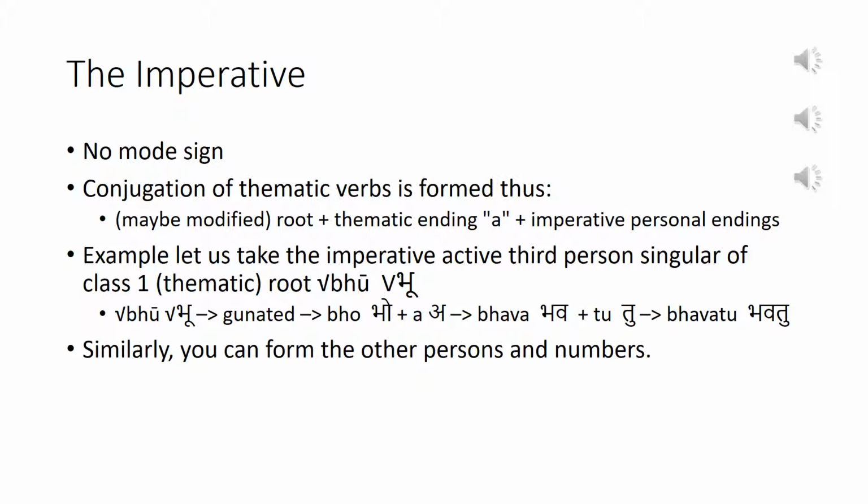Bhu, when gunated, gives bho. When the thematic ending a is added, it gives bhava. Then the imperative ending tu is added to give bhavatu. Similarly, you can form other persons and numbers.